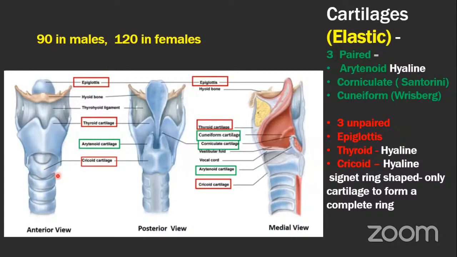Okay. Then what is important here is that all the cartilages are elastic except arytenoid, thyroid and cricoid, which are hyaline.